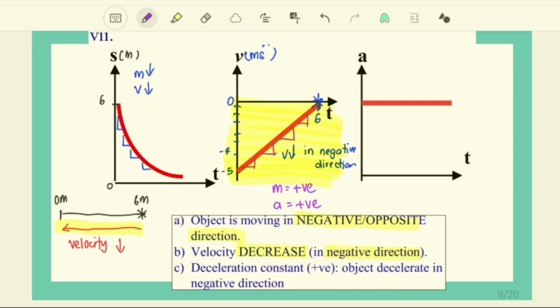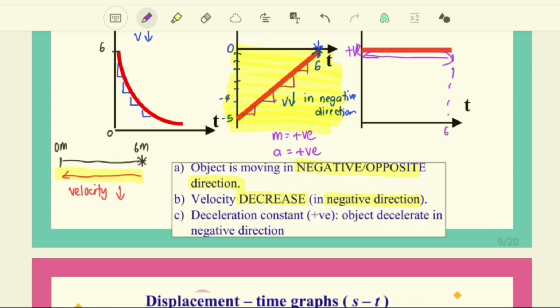Okay? Decelerate. Okay, object is decelerate. Okay, constantly. Okay? Object decelerate in negative direction. So, after the calculation, kita akan dapat A kita positif. Okay? So, kita akan dapat nilai dia positif dekat sini. Tapi dia mendata lah. Okay, selama 6 second tadi, in 6 second, static saja dia punya acceleration. Okay, acceleration dia maintain dekat satu bacaan sahaja. Okay, good.